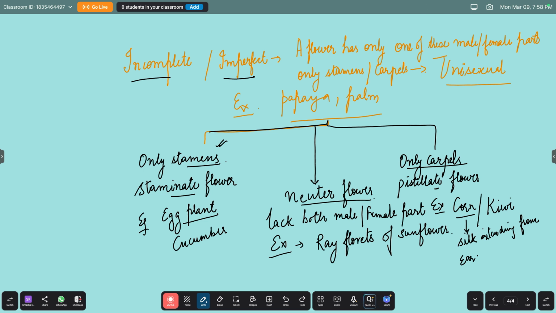It is clear over here what neutral flowers are and what the examples of neutral flowers are. You can remember it this way: incomplete or imperfect flowers are those in which one part is present. If they have only the stamens, they are called staminate flowers, example is eggplant and cucumber. Same, if they have only the carpel present, that is the pistillate flower, so that is the corn or the kiwi. Okay, and when they lack both the male and the female parts, that means they don't have any of the reproductive organs, so they are the neutral ones.